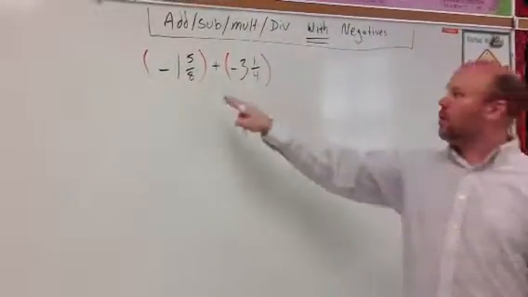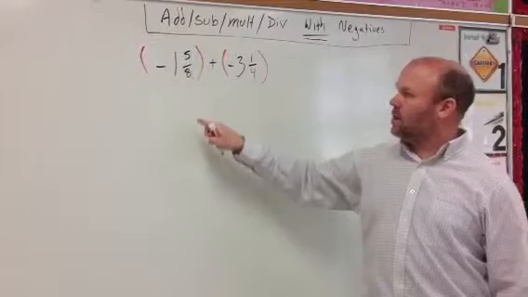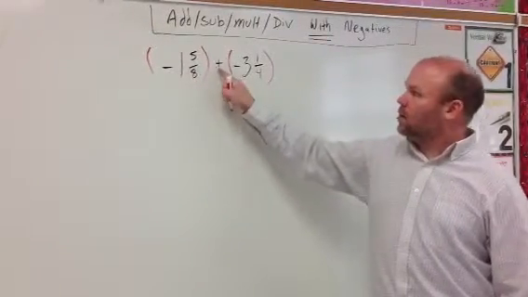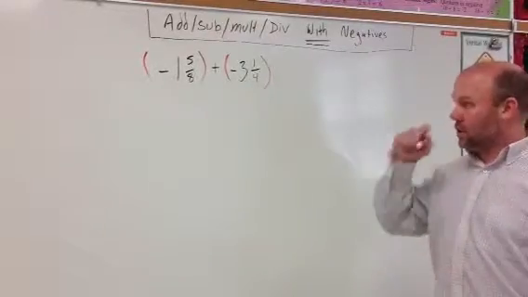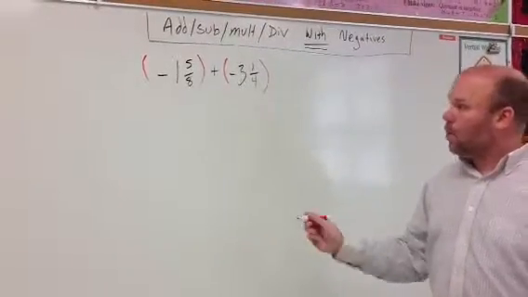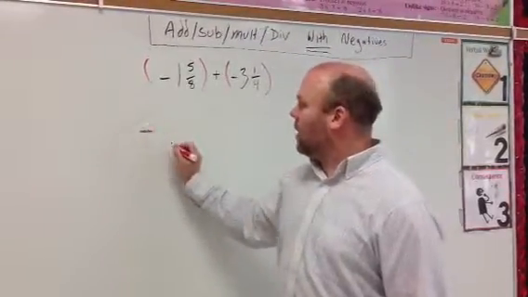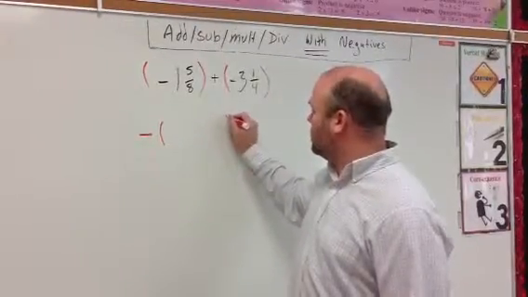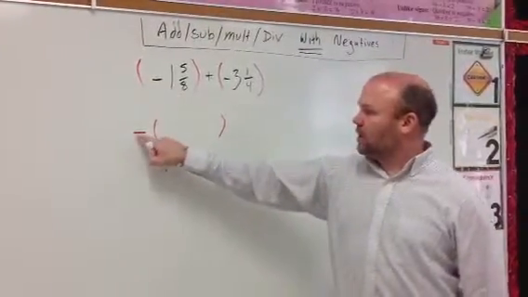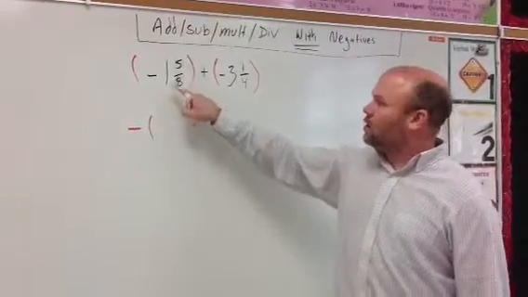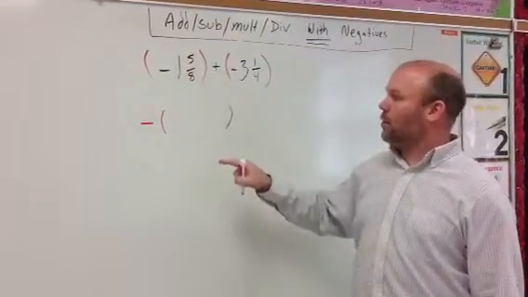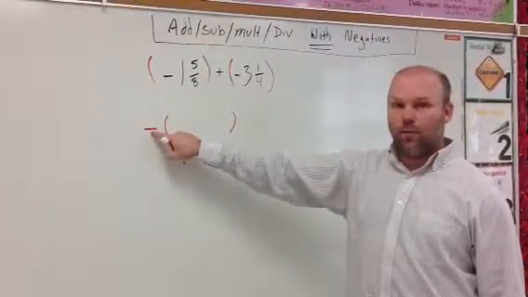That's important. So we want negative 1 5/8, the whole entire thing, to be added to negative 3 1/4, the whole entire thing. So here's how we enter it into our calculator. We're going to put a negative sign outside the parentheses. This shows that the negative is going to be applied to every single thing inside the parenthesis. So we want 1 5/8, the whole thing to be negative, so we put a negative outside the parenthesis.